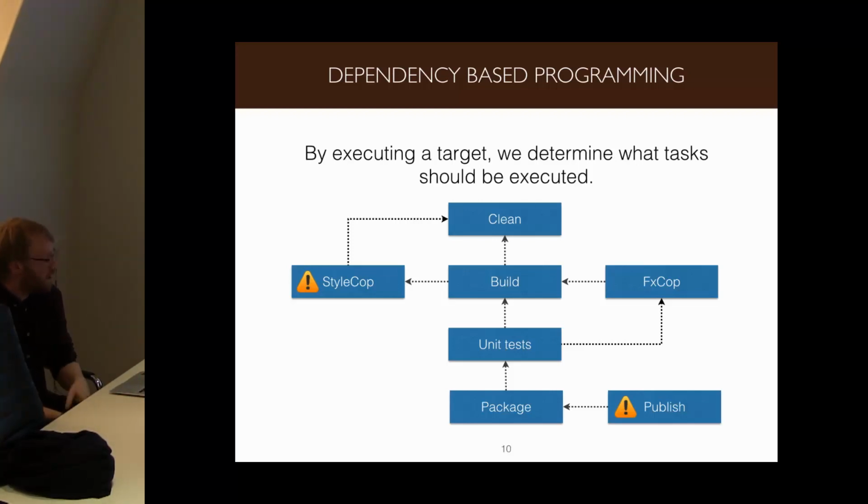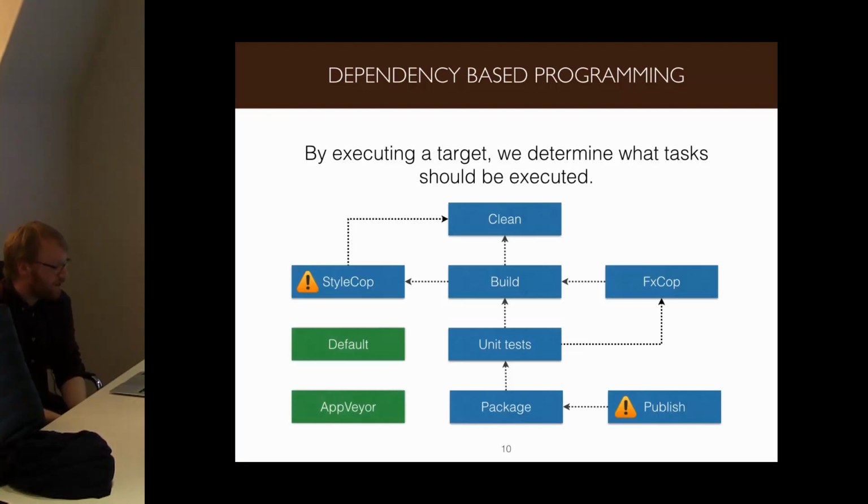And by executing a target, we then determine what tasks should be executed in what order by following the dependencies. So in this case, I created two targets. One is the default target, and one is a target for AppVeyor, which is a continuous integration service. Has anyone of you used AppVeyor before? You have? So you'll find that the default target runs the package task, and when you run it on AppVeyor, you want it to run the publish task, for example.